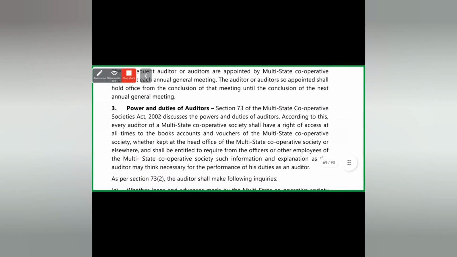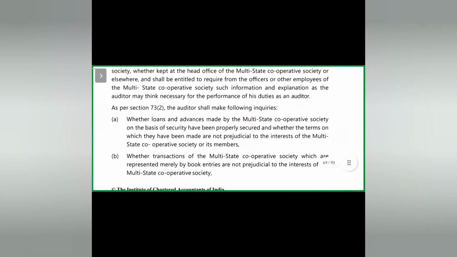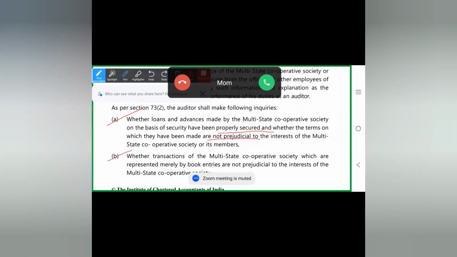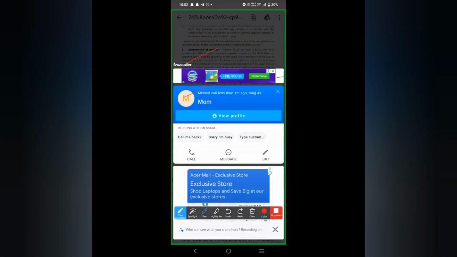Again, powers and duties. We see the auditor has to make following inquiries: whether the loans and advances have been properly secured and whether the terms on which they have been made are not prejudicial to the multi-state cooperative society. Just a second. You have to restart it.